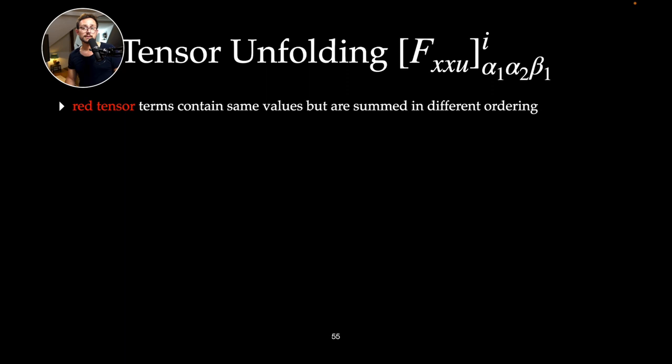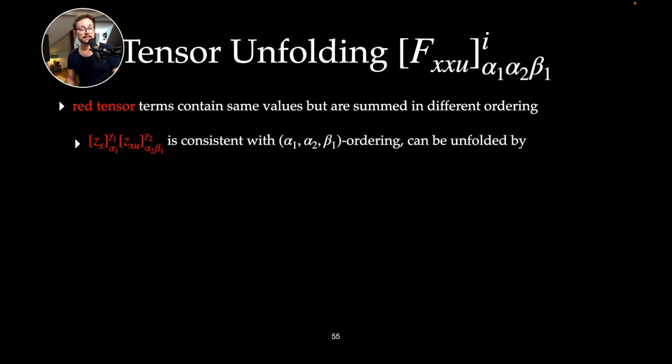So let me be a bit more precise. The red tensor terms contain the same values, but are summed in different orderings. So that was the first sum, which starts with alpha 1, alpha 2, beta 1. This is consistent with alpha 1, alpha 2, beta 1, and we can use the Kronecker product to unfold this. So this is my shortcut to check whether I need to permute something: have a look whether the indices below are in the same ordering as the term up front. If it's alpha 1, alpha 2, beta 1, then you can use simply the Kronecker product.